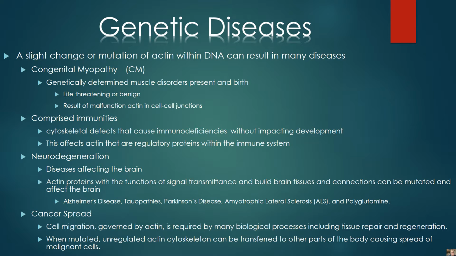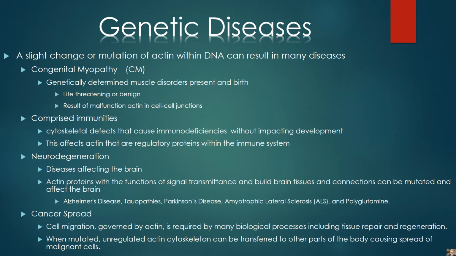Compromised immunities. These are cytoskeletal defects that cause immunodeficiencies without impacting development. This affects actin regulatory proteins within the immune system. So this is talking about your immune system not being up and ready to fight off diseases.